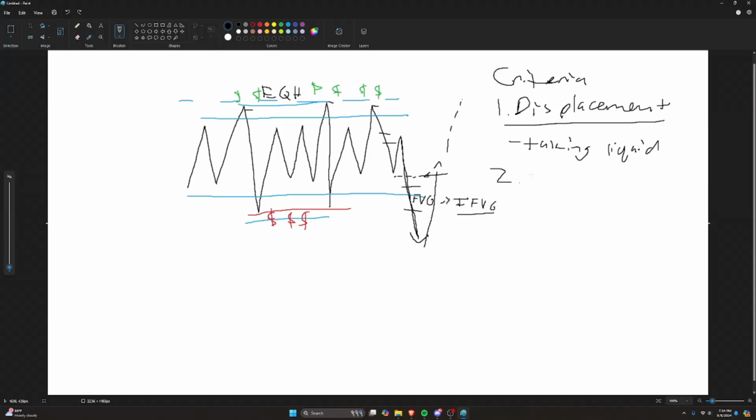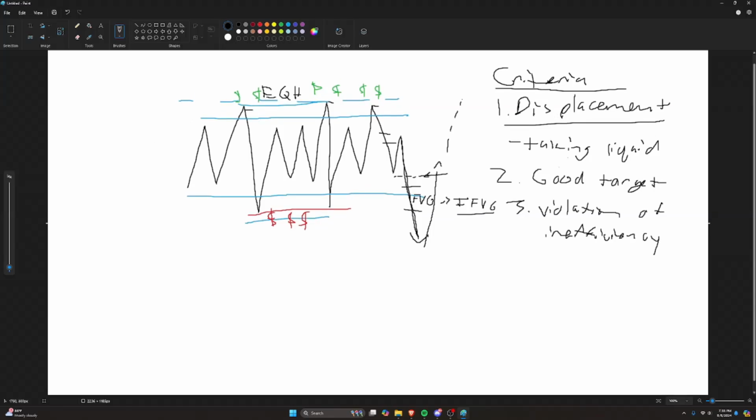So for the second criteria, we want to have a good target. Sorry if I'm kind of all over the place. I'm literally taking this off the top of my head. I had no plan. Okay, so criteria for good manipulation, we've got displacement in the other direction, taking liquidity, and then we've got a good target, and we've got violation of inefficiency on the manipulation leg, okay? So we'll go into some chart examples in a second, but these are going to be the three criteria you're going to look at for manipulation, okay?